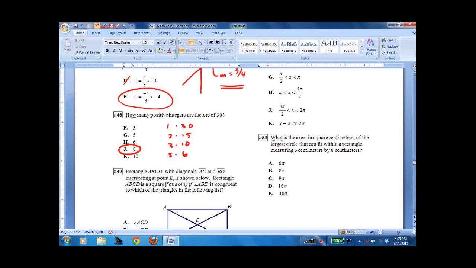Most people find the wording on question 48 to be challenging. That's why you're doing practice problems. So when you see it, you know what's coming. How many positive integers? Positive integers. These are all integers. They're all positive. Don't have to worry about negative 2 times negative 15. Not going to happen.